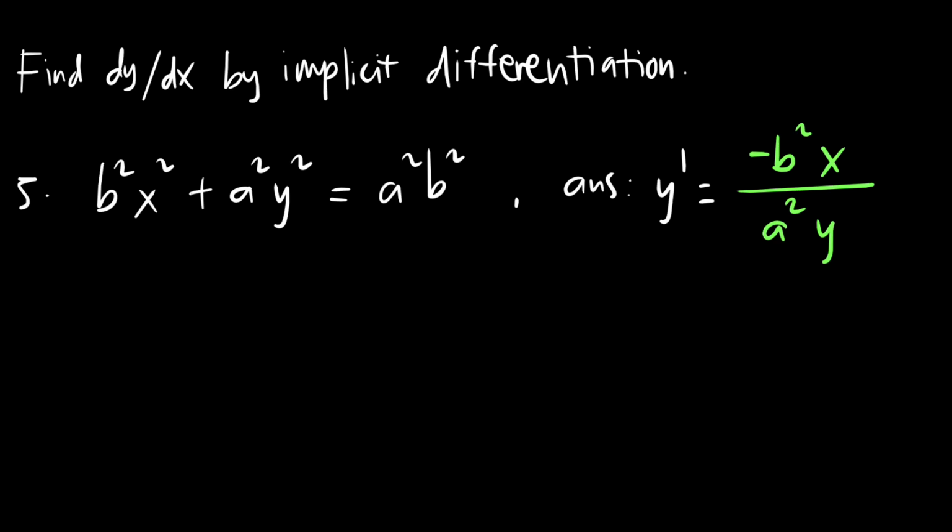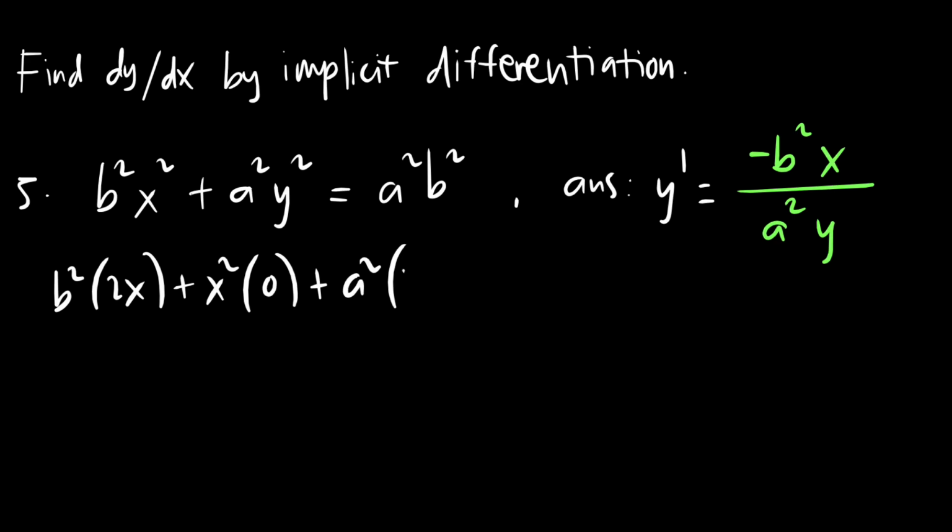So we treat it as constant. So we'll have its first derivative. So b squared multiplied by 2x plus x squared multiplied by the derivative of b squared is just equal to 0, plus a squared derivative is 2y y prime plus y squared. The derivative of a constant is 0 and the derivative of this is 0 also.